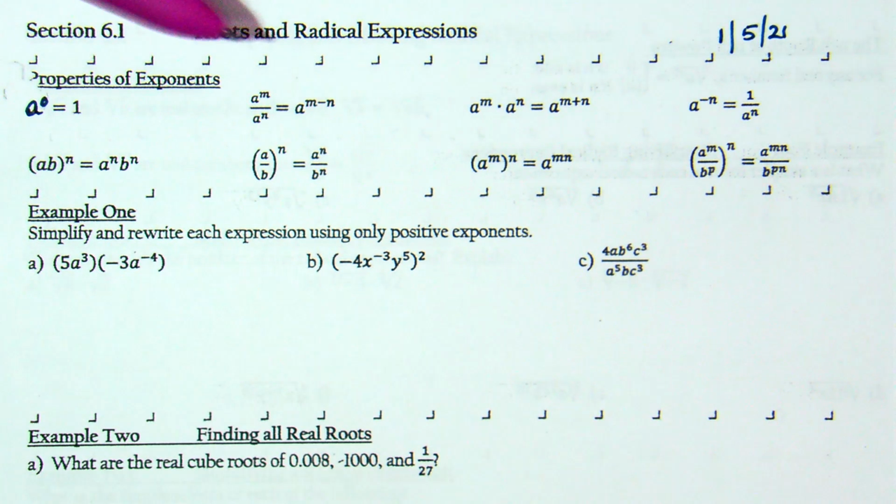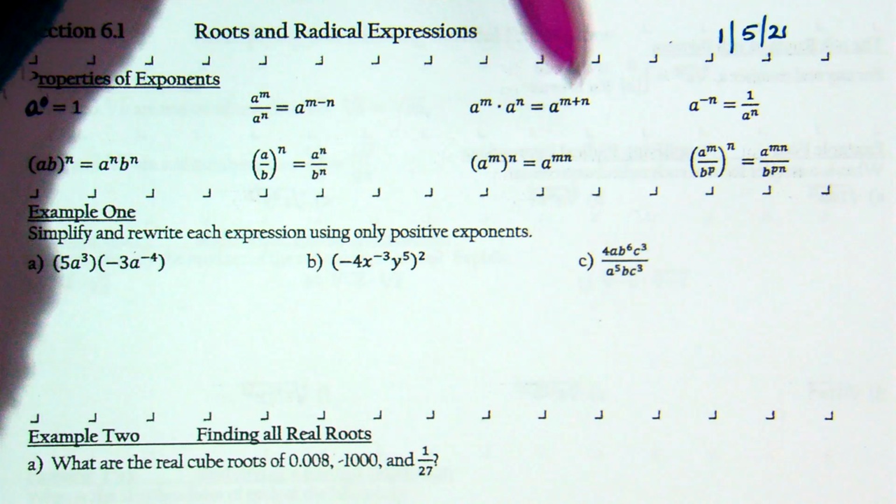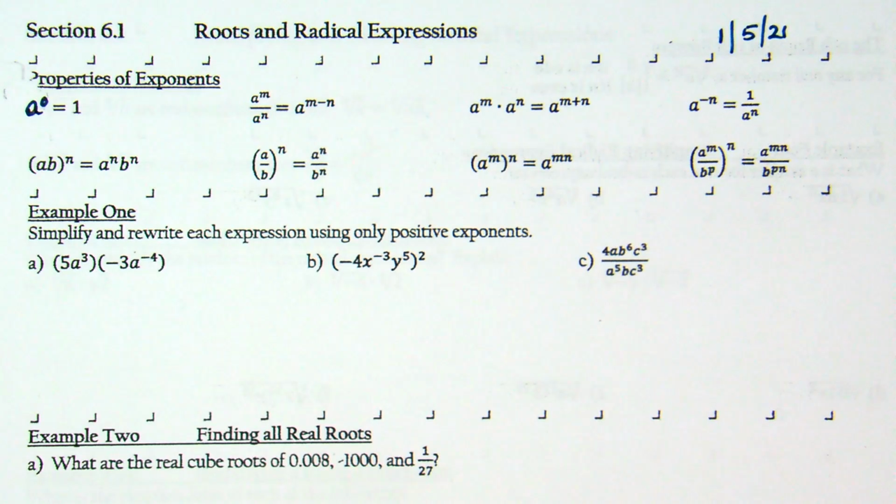Division. When you divide and the bases are the same, a to the m divided by a to the n, remember keep the base and subtract the exponents. When you multiply and the bases are the same, a to the m times a to the n, keep the base the same and add the exponents. We're going to practice with these.